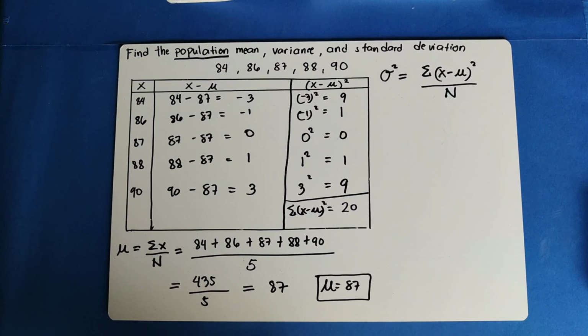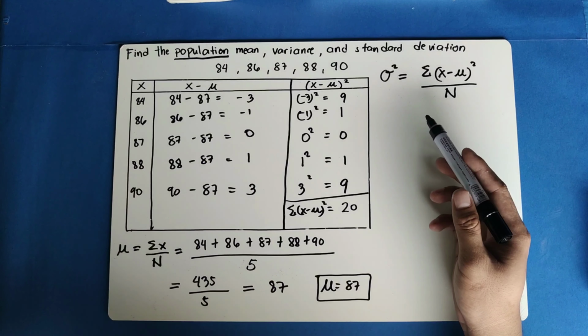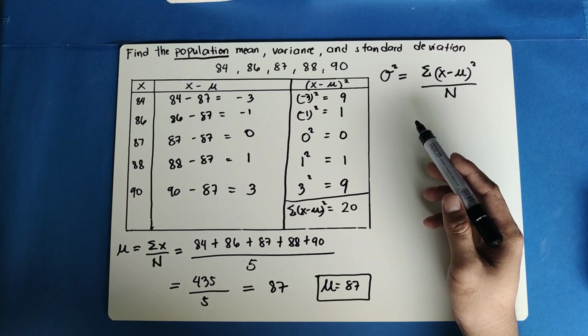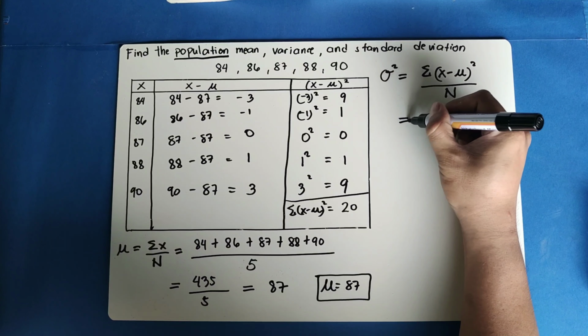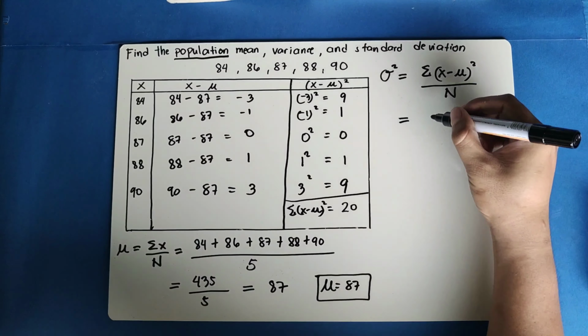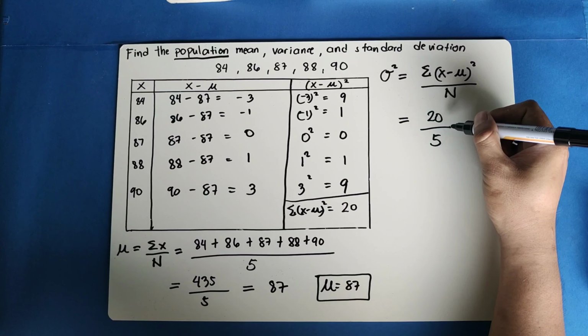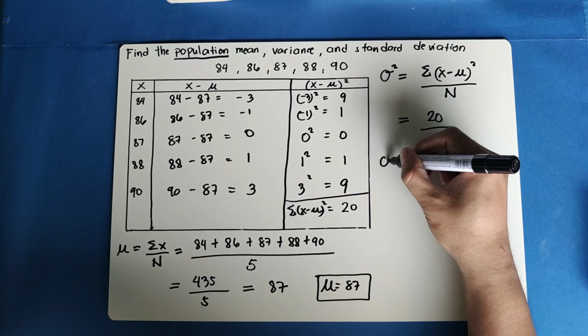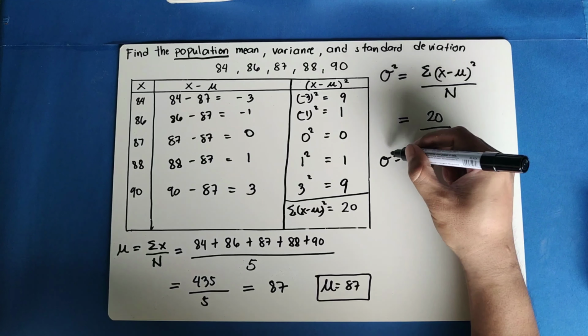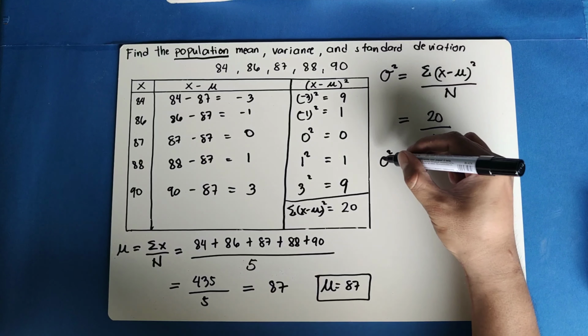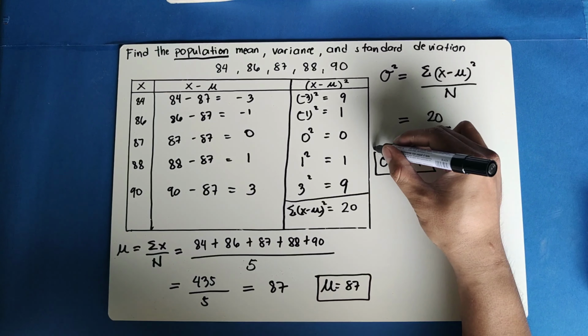So the next thing that we need to do is we are now going to substitute the results to the formula in getting the population variance. Since our result here is 20, so 20 over n, which is 5, our n is 5. So our variance is 20 divided by 5, that is 4. So our population variance is 4.